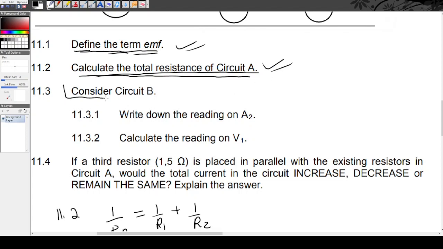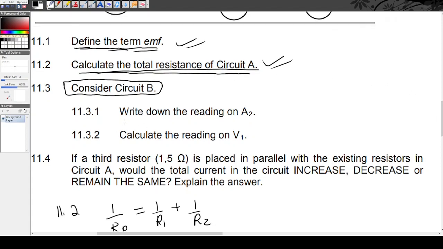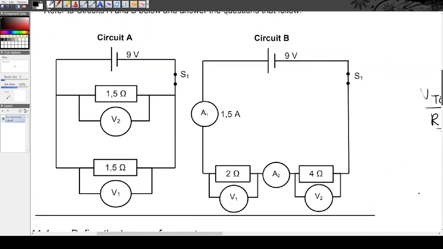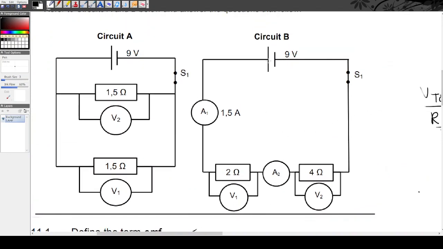Now we are required to consider circuit B. In other words, let's take a look at circuit B. And we are to write down the reading on A2. What will be the reading? What will be the value of current that will be read by ammeter number 2? So look at this. This is current. This is circuit number B. We said this is a series circuit because the resistors are in series. Great.